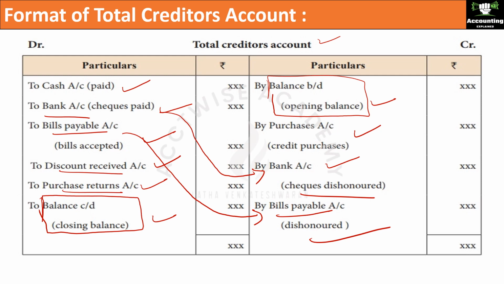And similar to the total debtors account, if any of these balances, like cash or bank, or bills payable, or credit purchases, or the closing balance or the opening balance, any of these balances are missing, then it can be found out as a balancing figure. Okay.